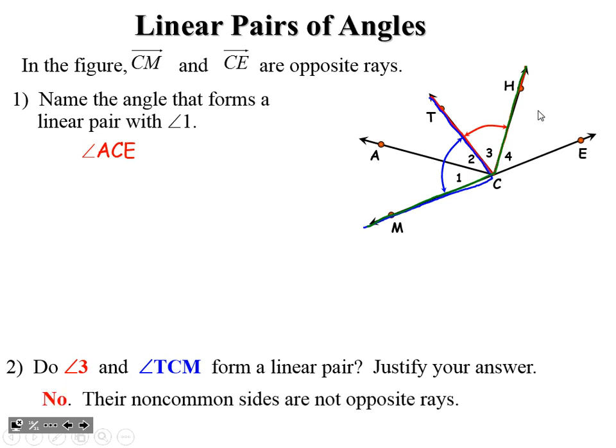So, does it form a linear pair? No. Their common sides are not opposite rays, or they are not equal to 180. We have adjacent angles, but not a linear pair. So it can be adjacent angles without being a linear pair. But in order to be a linear pair, it has to be adjacent. Okay?